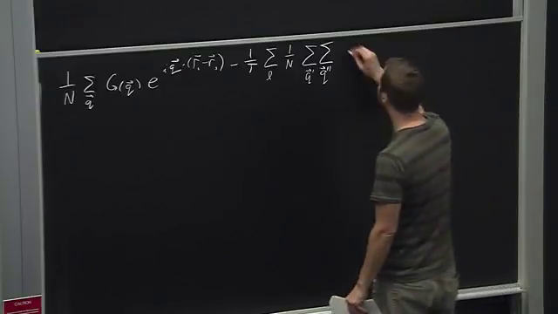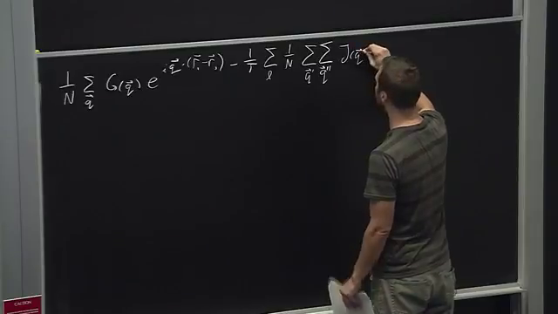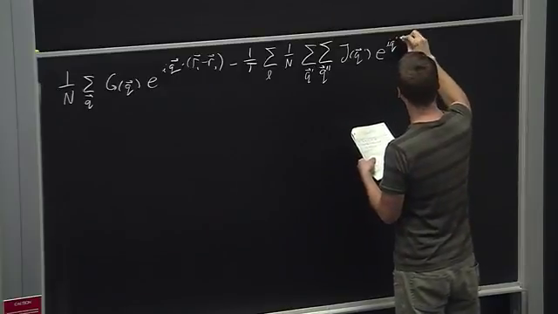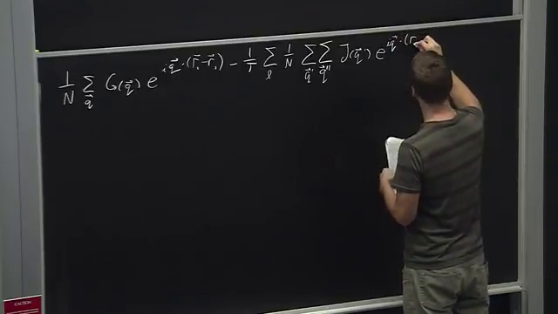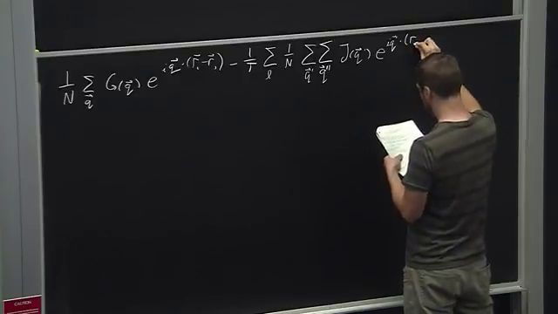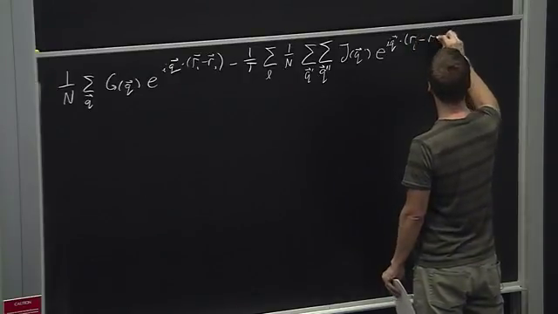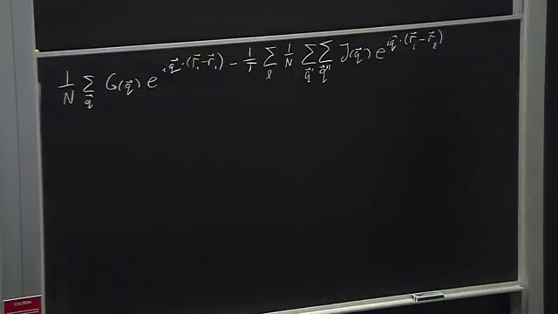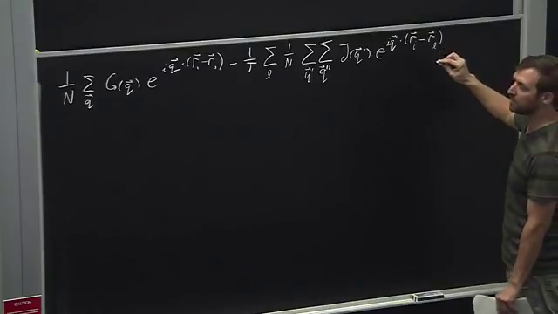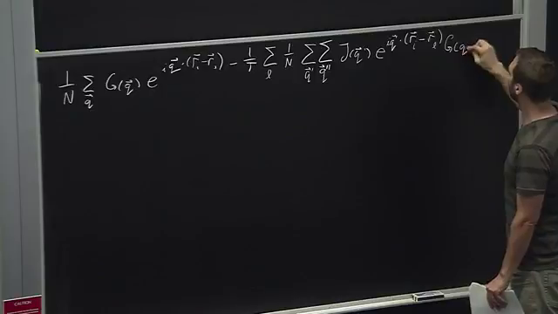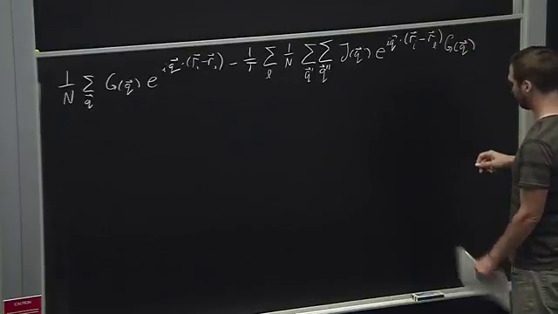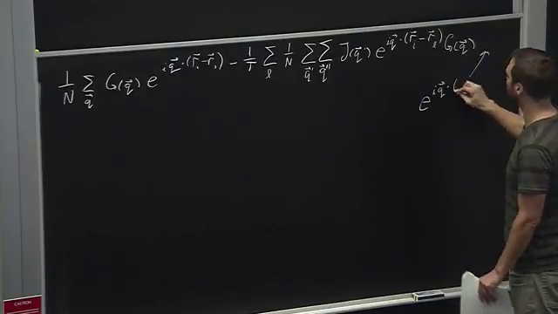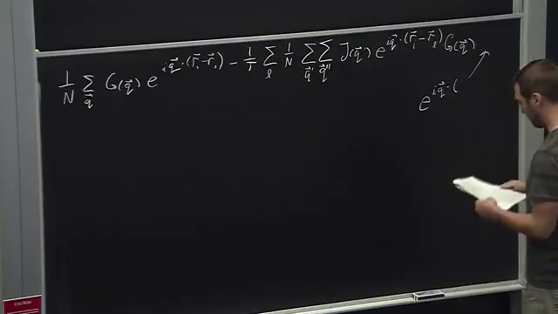So I got J of Q prime, e to the i Q prime dot, that's going to be R i minus R L, say, or R L minus R i. Then I need G of Q double prime and e to the i Q double prime dot my labels L and J.